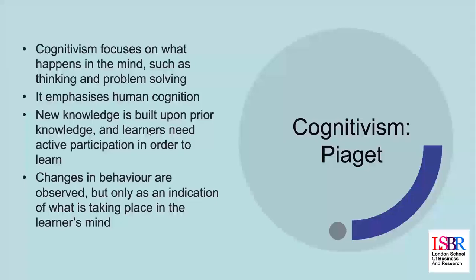So Piaget, on the other hand, had the idea of cognitivism. Cognitivism focuses on what happens in the mind, such as thinking and problem solving. It emphasizes human cognition, the need to build new knowledge upon prior knowledge, and that learners need active participation in order to learn. You can observe changes in behavior, but only as an indication of what is taking place in the learner's mind.